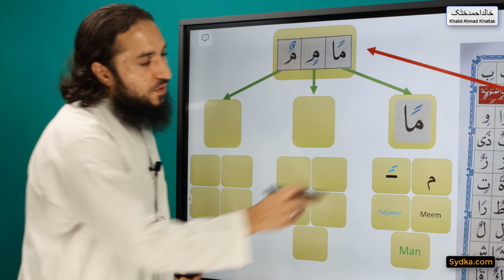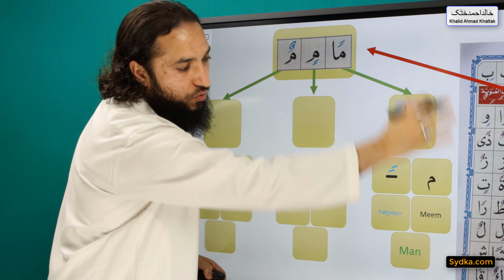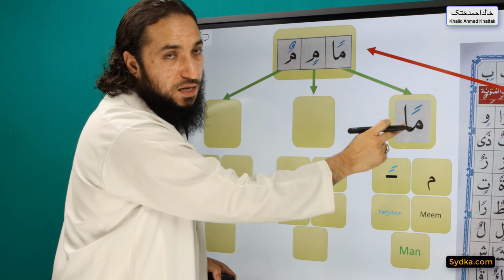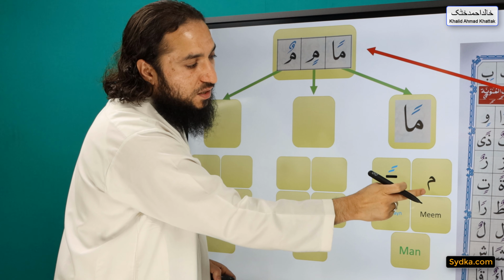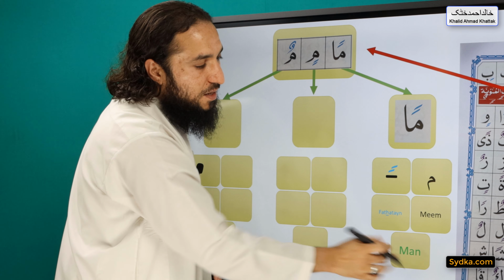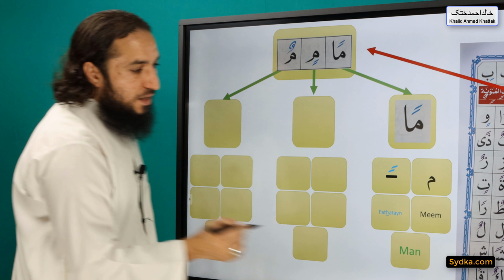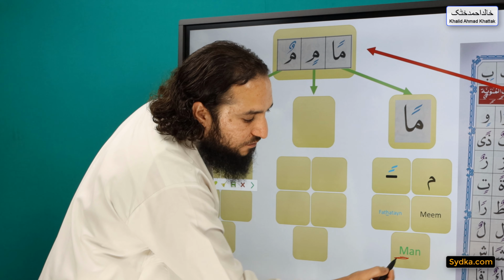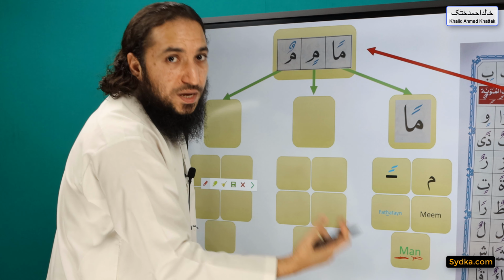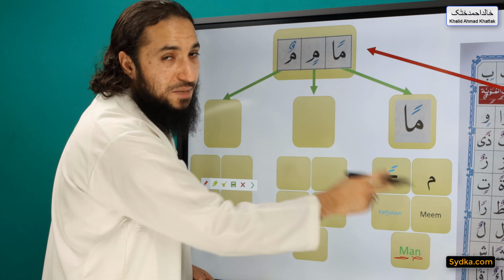Okay. So the first one, if you see mim fathatain man, and the alif is ignored. Whenever there's fathatain on a letter, it has alif with it, but that's ignored. We don't say it. That's why I haven't put alif here. It was only mim fathatain man. What the fathatain does is add the sound n to the mim. M is for mim, and it adds the sound n to it. So mim fathatain man, mim fathatain man.